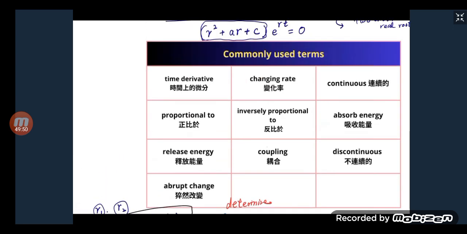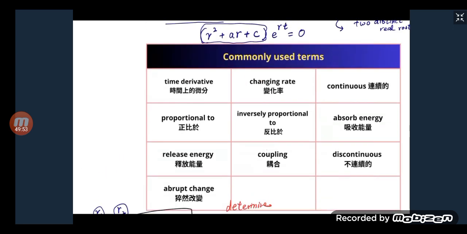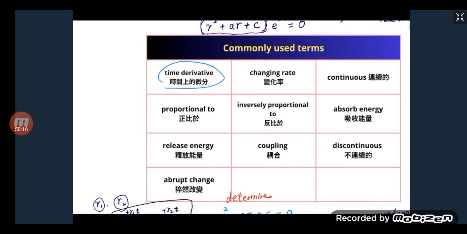Okay. Before we take a break, let's see these commonly used terms: time derivative, changing rate, continuous, proportional to, inversely proportional to, absorb energy, release energy, coupling, discontinuous, and abrupt change. Maybe we have to be more focused on the terms, because these terms are very often used.